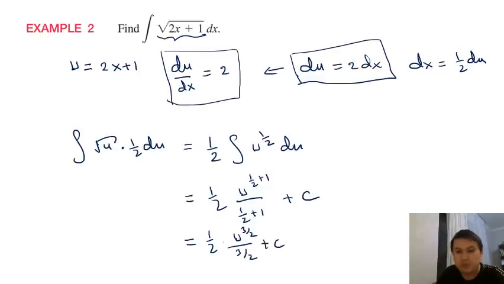Plus a constant. And then you recall that u is equal to 2x plus 1, right? So you make a sort of back substitution. So this is going to give me, well, 3 over 2 becomes 2 over 3 when you take the reciprocal. So the 2's cancel. You'll get 1 over 3, right? So you get 1 over 3, and u is 2x plus 1. So this is 2x plus 1 to the power 3 by 2 plus a constant.